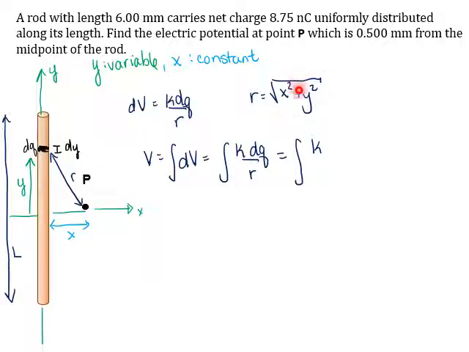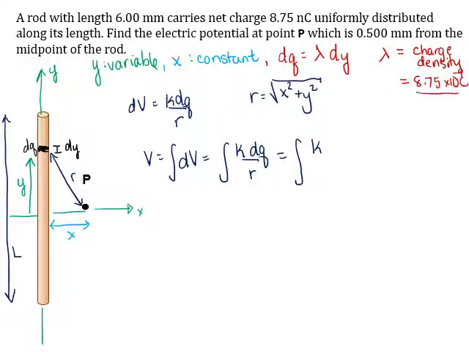I know what I'm going to fill in for my r. What I'm going to fill in for my dq is the same as what I did for my electric field problems. My little bit of charge is equal to the charge density lambda times the little bit of length dy. So lambda equals linear charge density. That's going to be the total charge divided by the total length. So the total charge is 8.75 times 10 to the minus 9 coulombs divided by the total length, which is 6 millimeters.